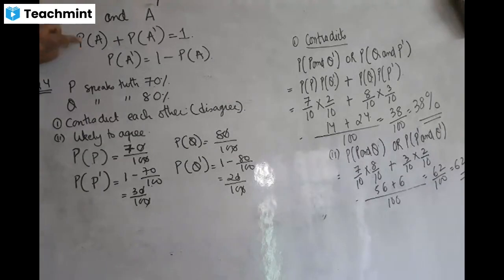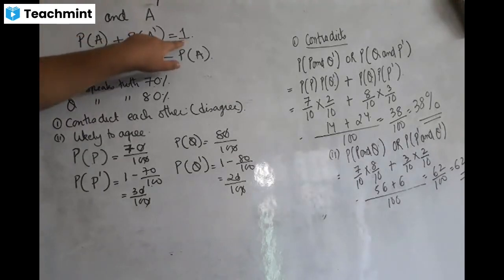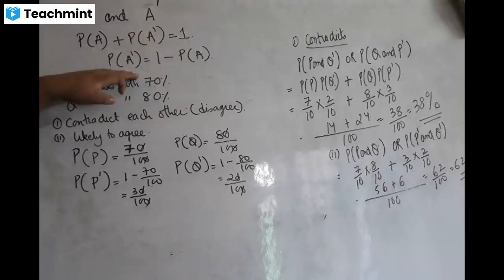A is an event, so probability of A, that means success, plus probability of failure is always equal to 1. So what this formula says is, if you know the probability of success, you can find the probability of failure, or the reverse process. If you know the probability of failure, you can find the probability of success by subtracting it from 1, because 1 is the overall probability. Yesterday also I had explained it to you.